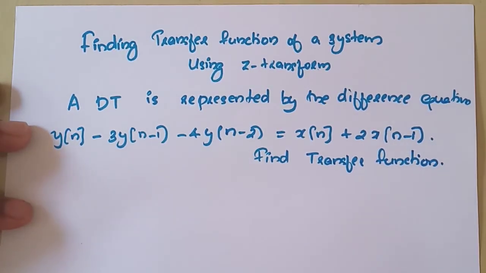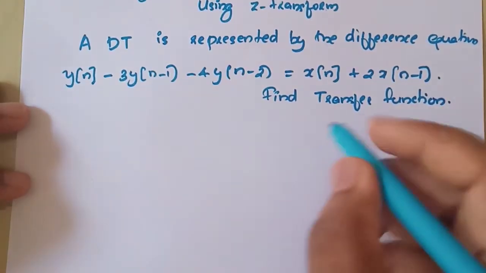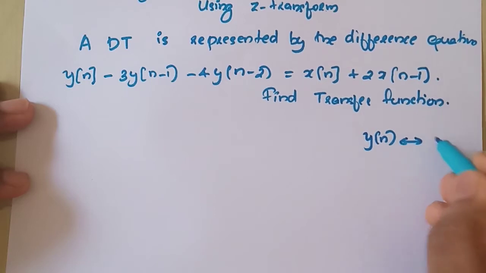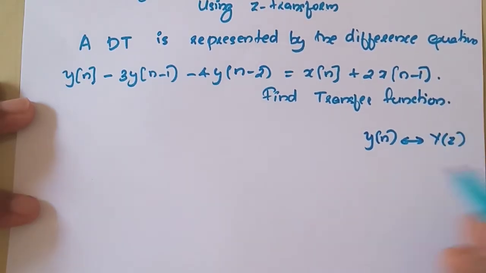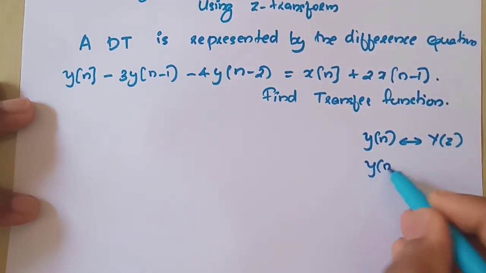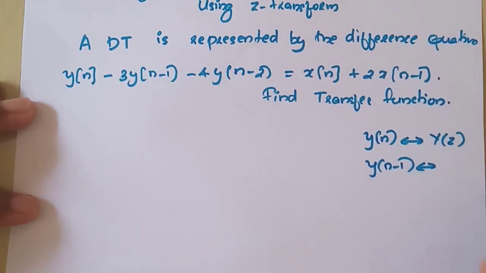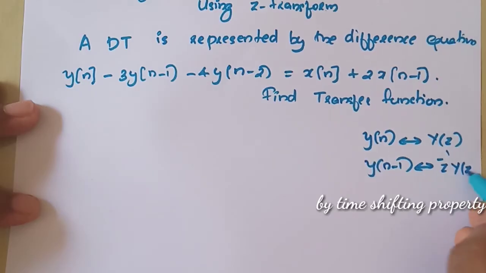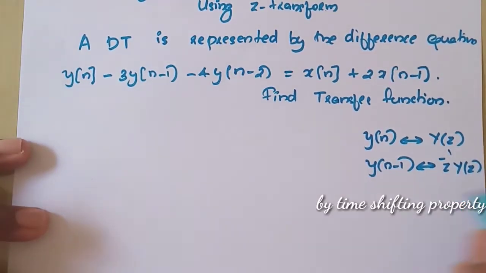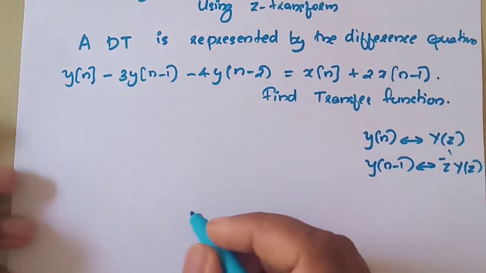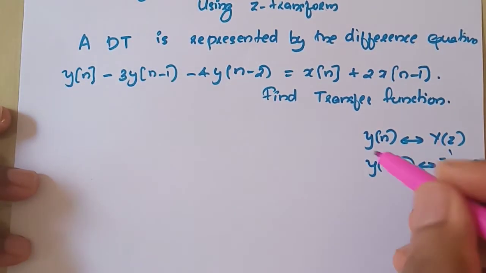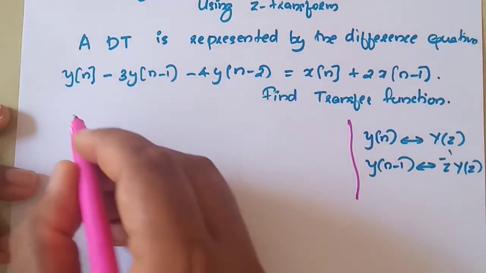Let us consider y of n, whose Z transform is given by capital Y of Z. y of n minus 1, the time shifted version, has Z transform Z raised to minus 1 Y of Z by the time shifting property. We will apply these properties to the difference equation given for finding the Z transform.